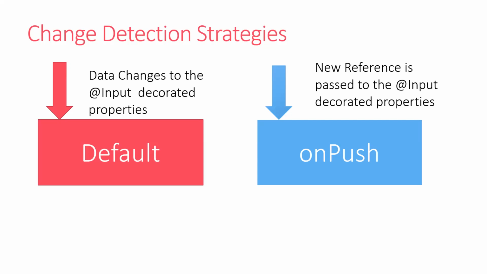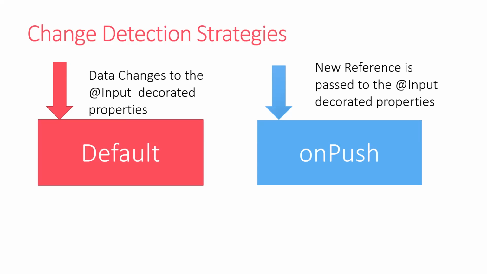But if, for a component, you have the OnPush change detection strategy, then for the input decorated properties, the change detector will only run if you pass a new object; otherwise it will not run. So if you are on default, the change detector will run whenever data changes in one of the input decorated properties. However, if it is OnPush, the change detector will run whenever you pass a new object to the input decorated properties. In default, any data. In OnPush, a new object.